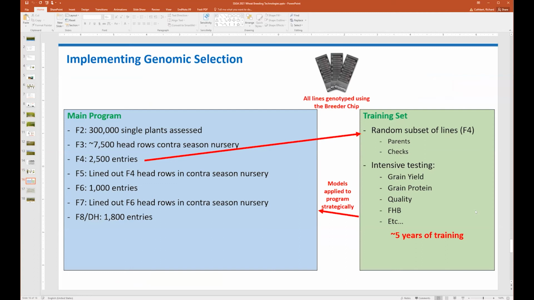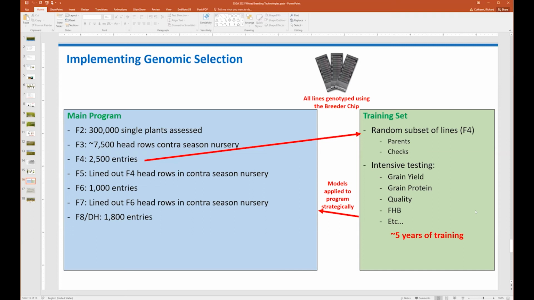So this is a quick slide about implementing genomic selection. If we go back to that first slide of the F2 to F8s of 300,000 single plants assessed in the F2 to roughly 1,800 entries in the F8, how can that work? So what we tend to do is take a random subset of F4 lines along with parents and checks that are relevant, and we put them to the side. We put them in different testing and we intensively test them. So we don't throw anything out of that set. That year we do everything.